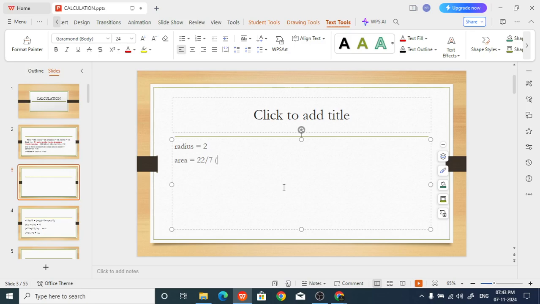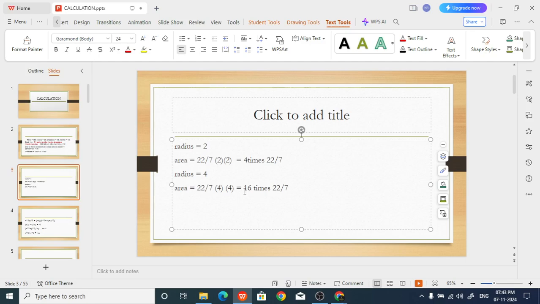Pi r square, 22 by 7 r square, that is 2 into 2. Am I correct? Yes, sir. So if the radius becomes 4, twice, then the area will become 22 by 7 into 4 into 4. So this is 4 times 22 by 7, which is 16 times 22 by 7. Am I correct? 4 pi and 16 pi.